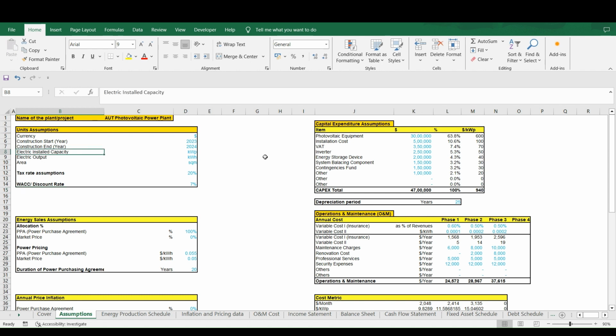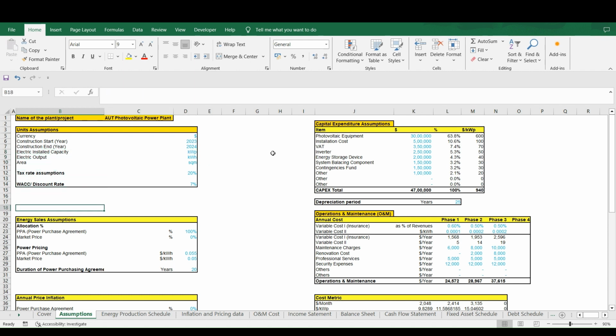So electric installed capacity tells us what the panel will generate at maximum capacity, or what will be the amount of energy that the panel will be able to generate. So it is in the unit of kilowatt power. Then the electric output is how much energy the plant generates. So for example, 3 kilowatt power of electric capacity means that the plant will be able to generate 3 kilowatt hour of energy per 1 hour at the maximum capacity.